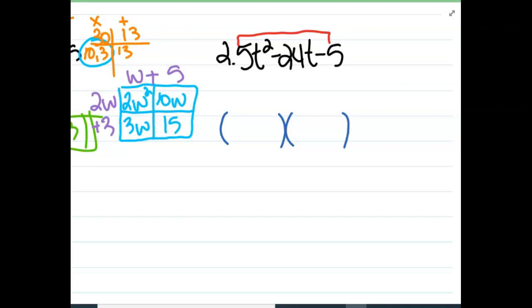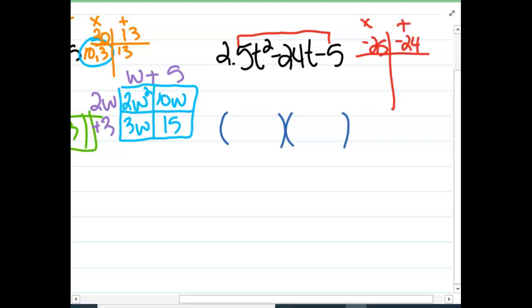Now, whenever you do the AC part, and this is going to be the same when we do the airplane method, you have to include the signs. So we are going to take 5 times negative 5, which is negative 25. And you're going to look for factors of negative 25 that add to negative 24. So multiplies to give me negative 25, adds to give me negative 24. Any ideas?